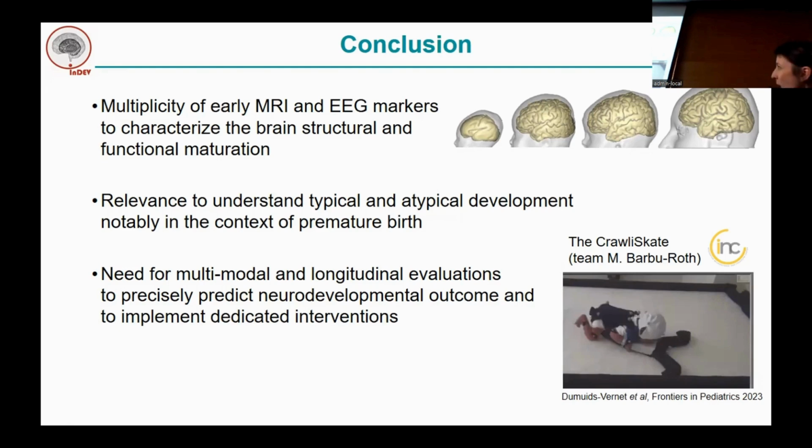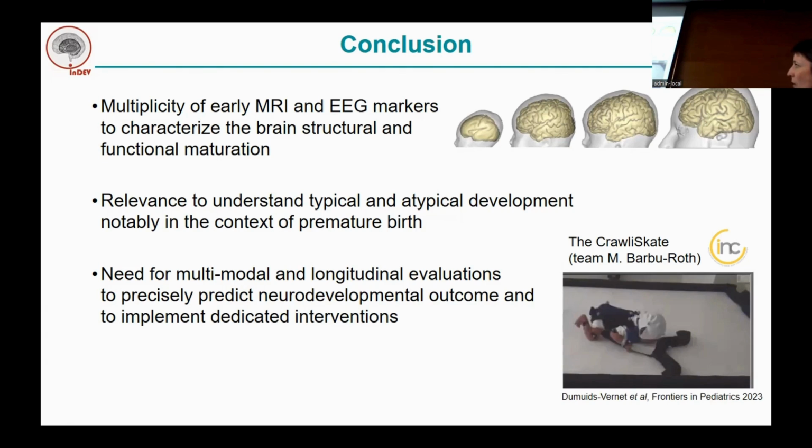And I couldn't resist to show you this very nice thing of why do we want markers of early development and the outcome. It's to actually set up some dedicated interventions that can try to improve the outcome of the babies. And one of these interventions that are proposed in preterm is actually this one proposed by the team of Marianne Barburot in the INCC in Paris, which is called the crawl skate.